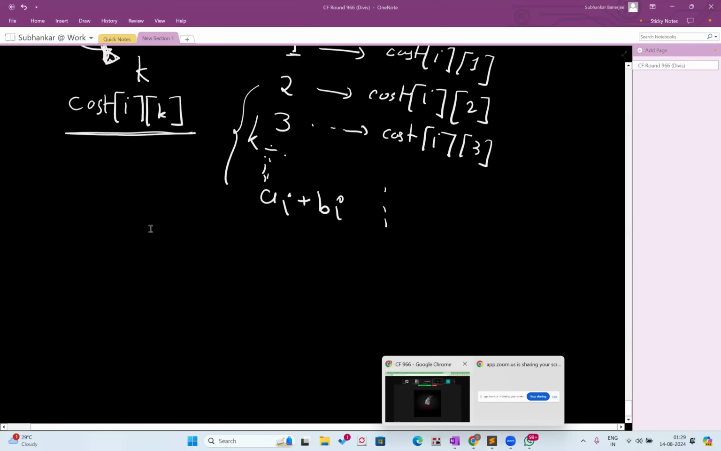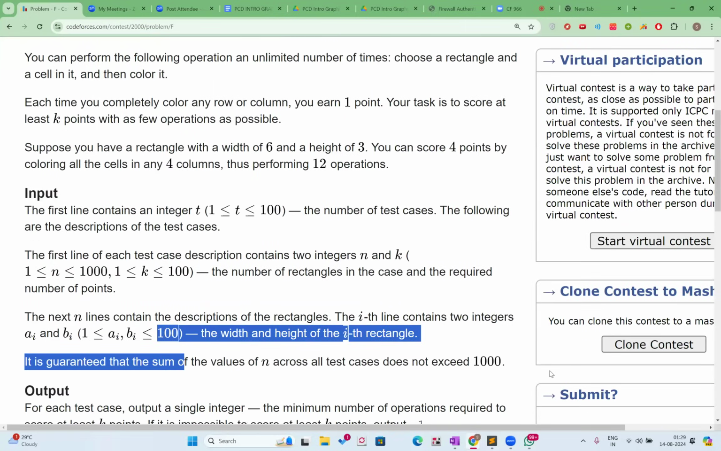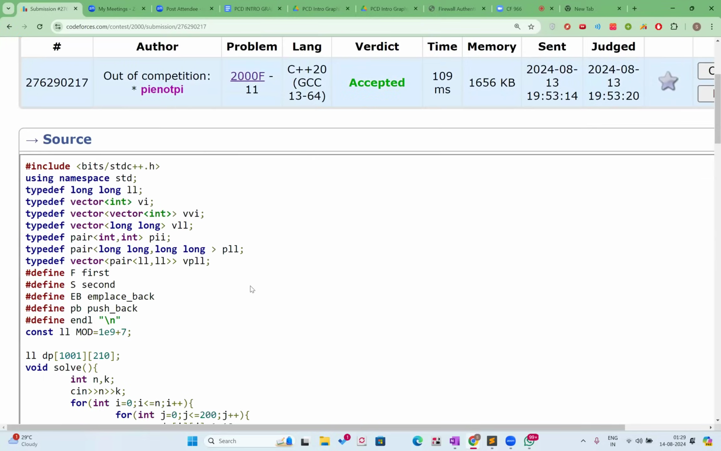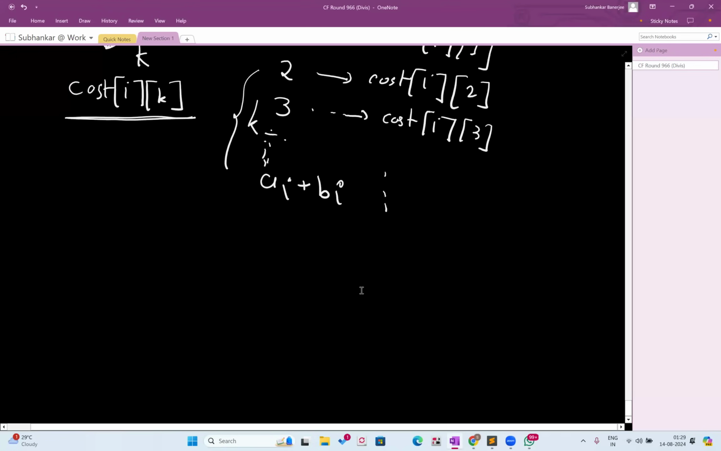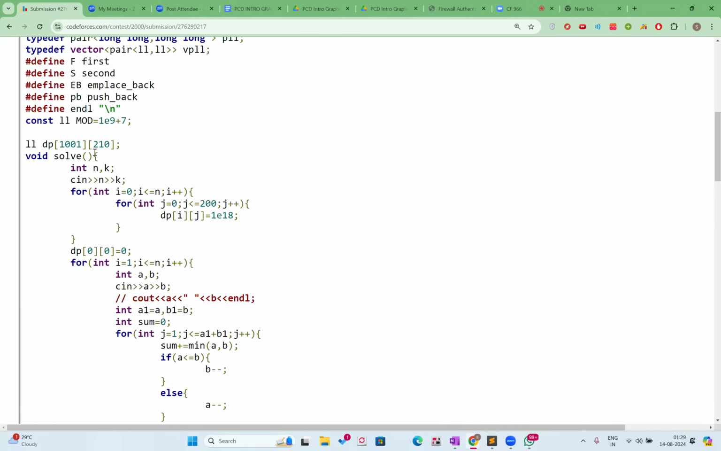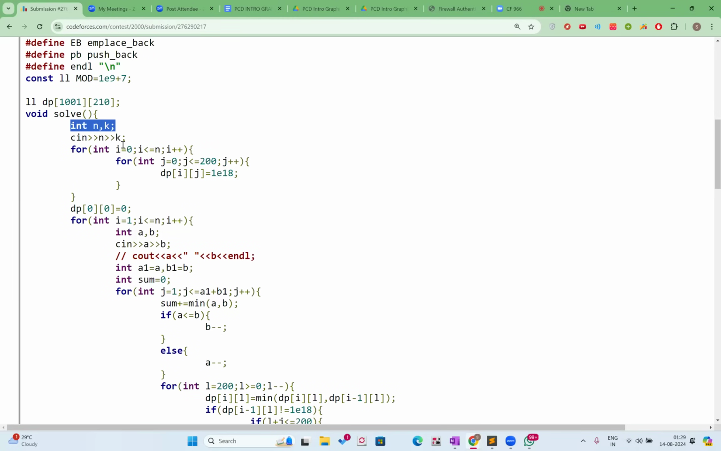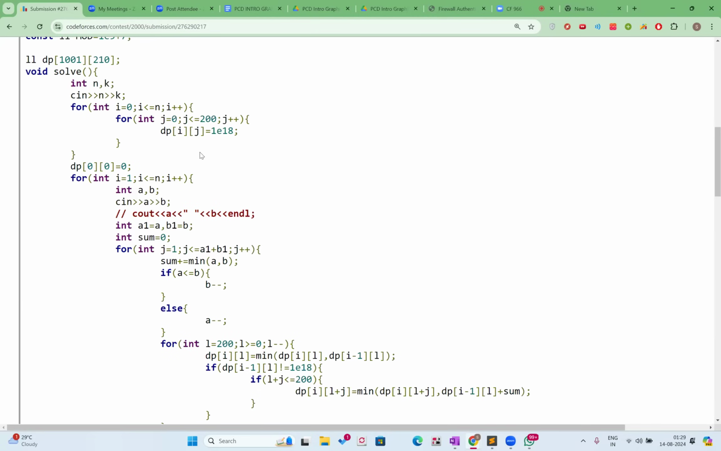Okay, so basically this was the approach I used. I'll just show you the code once. It will be more clear if I show you this. So n is 100 and k is maximum 100. We could have done it as per the constraints of the problem, n is 1000 and k is 100. I just created a global DP, and whenever I take n and k as input, I initialize the entire DP array with 180.